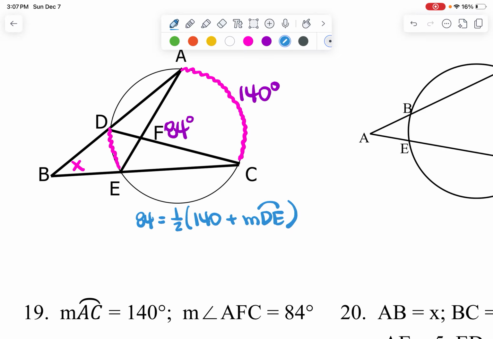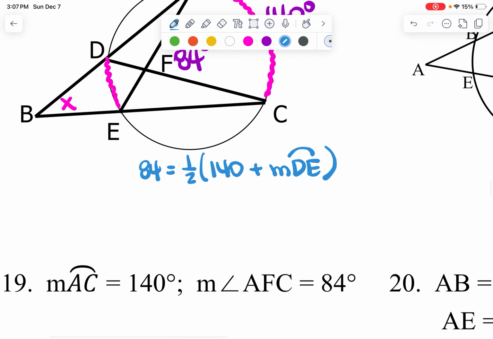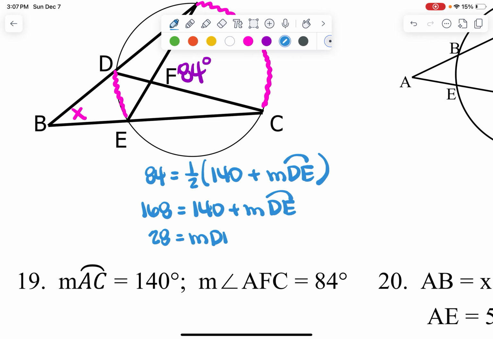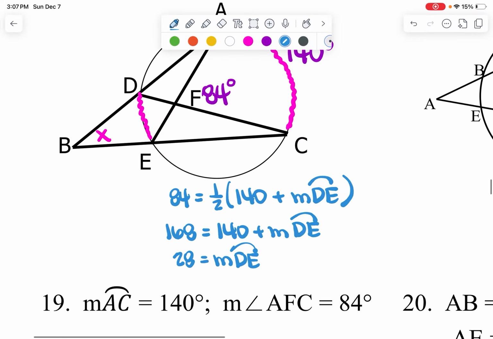So I don't know what the measure of arc DE is, but I know if I add it with 140 and take half of that, it's going to give me that 84 in the middle. Right? So I'm going to solve this equation. I'm going to double the 84. So that's going to give me 168 equals 140 plus the measure of DE. And then, of course, I'm going to subtract, and that's going to give me 28. Now, I'm not done, right? That's just the measure of arc DE. So this is 28 degrees.